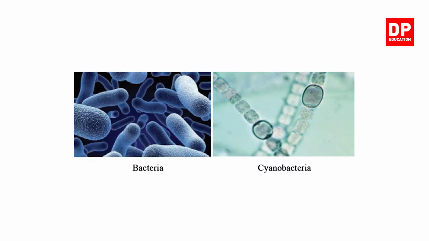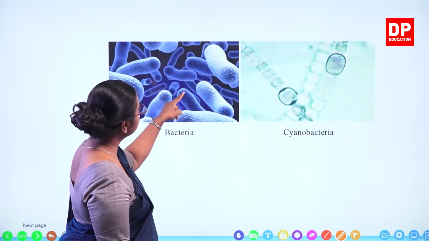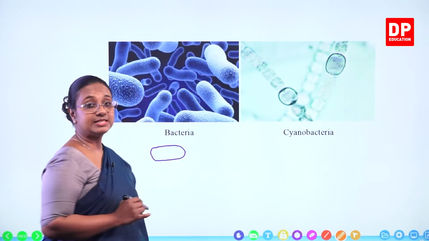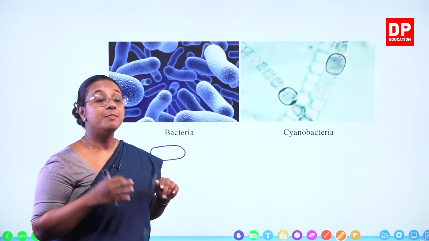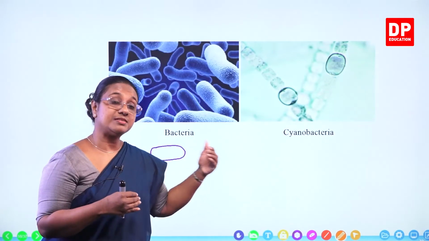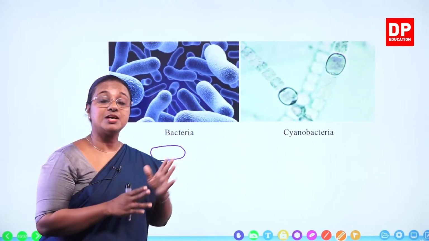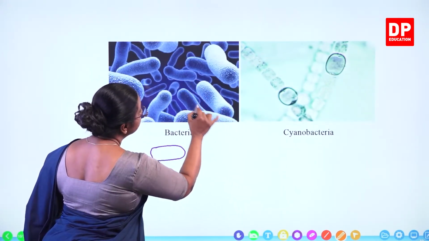Here you all can see the diagrams. Bacteria, you can see this shape. This is a rod or rectangle-like shape, and that is known as a bacillus bacteria. Bacteria have different body shapes, as I told you. When we go to that particular table, we will discuss all these in more detail. But here you can see this particular shape.